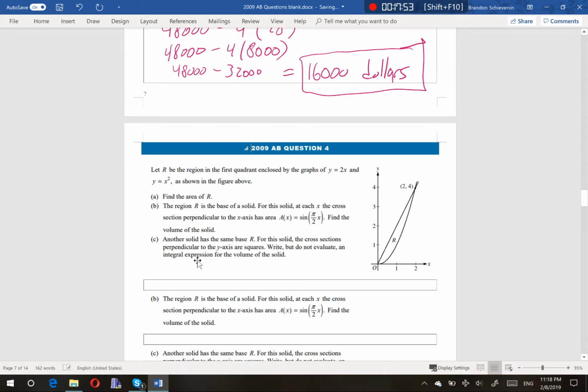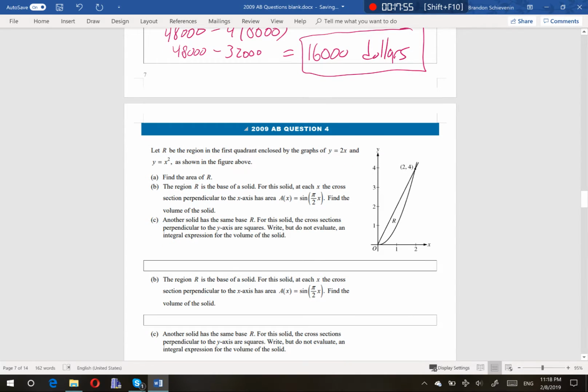Okay, question 4 is an area and volume one. We seem to be pretty good at these, so we'll give this a shot. I've got region R, which is in the first quadrant, enclosed by the graphs of y equals 2x and y equals x squared. First thing I want to do is find the area of R.